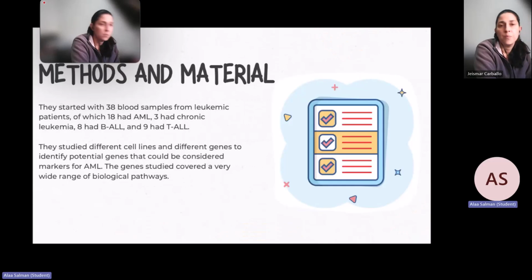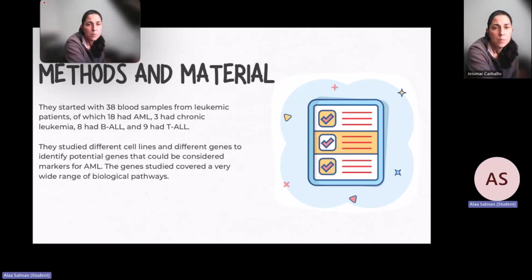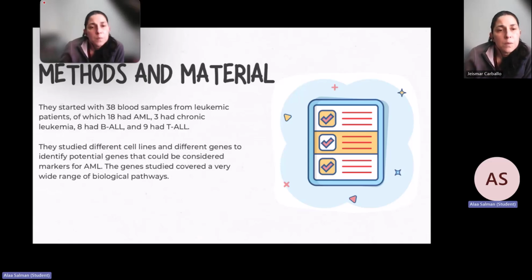For the methods and materials, they started with 38 blood samples from leukemic patients, of which 18 had AML, 3 had chronic leukemia, 8 had B-ALL, and 9 had T-ALL. They studied different cell lines and different genes to identify potential genes that could be considered markers for AML. The genes studied covered a wide range of biological pathways, so this way they covered all the different options that they had for the genes.